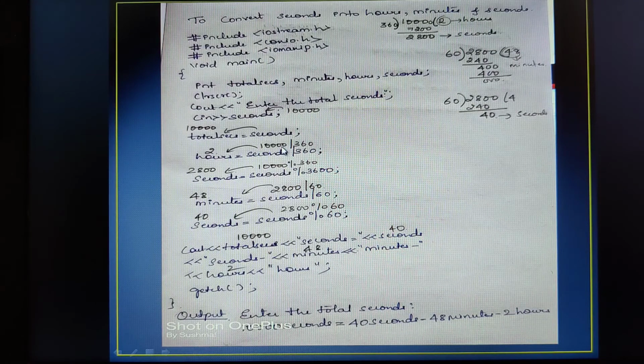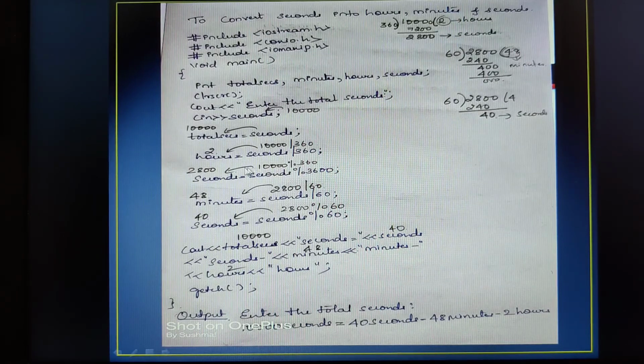So how do I calculate hours? 10,000 divided by 3600. When you do the division, 3600 times 2 is 7200, and because it is a division, I should consider the quotient. So 2 hours I got. Similarly, when I want to find the seconds, I need to use the modulus operator. When you use the modulus operator, we look at the remainder. That is 2800 seconds I got. So 2800 seconds is moved into the variable known as seconds. That means the contents of seconds are being rewritten.